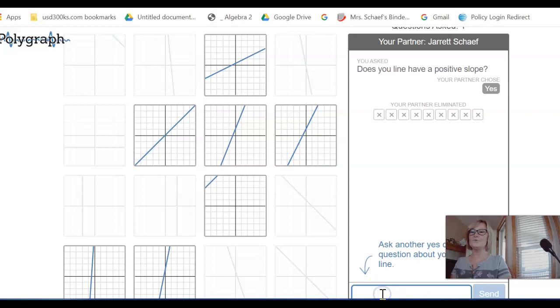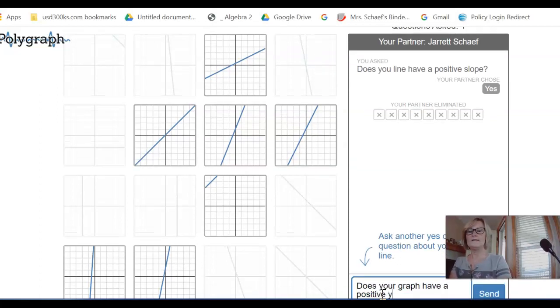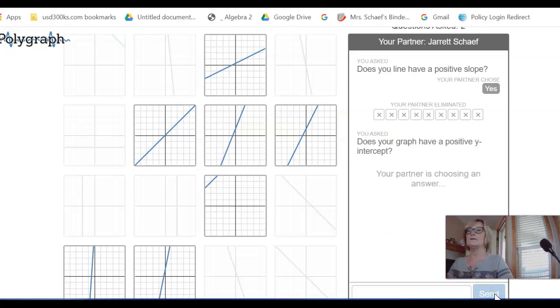Now I'm going to go through and ask another question. Maybe I want to say, does your graph have a positive y-intercept? And what you want to do is encourage your students to ask questions to use our math vocabulary. So y-intercept being one of our vocabularies.